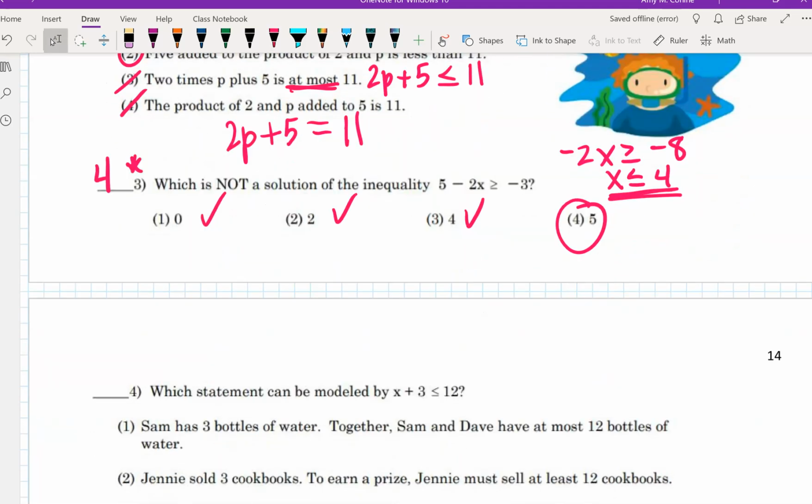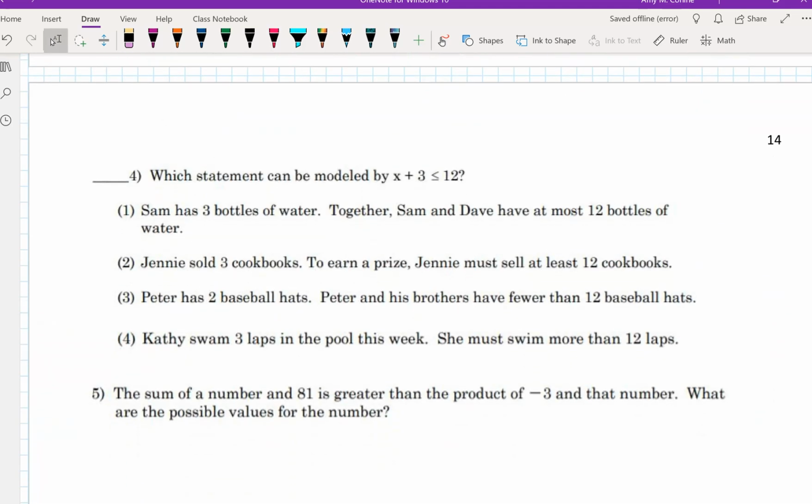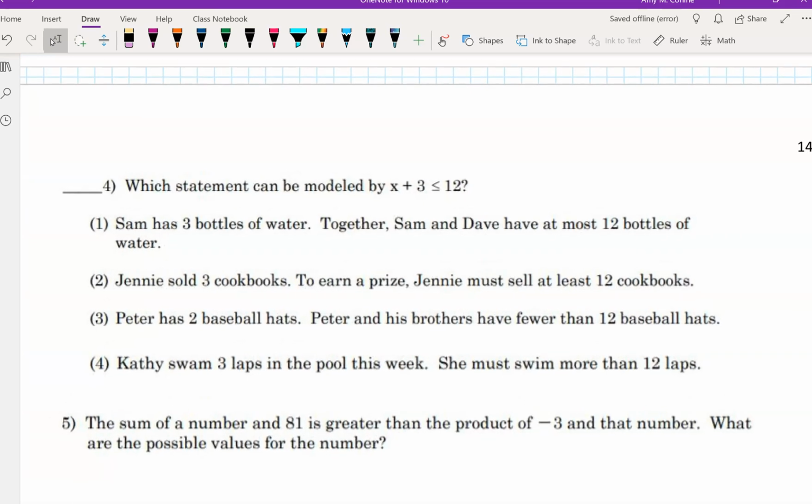Okay. So I want to take a look at number 4, which statement can be modeled by x plus 3 is less than or equal to 12. So I want you to read through the scenarios and pick one that you think would be the best representation of this inequality. So go ahead and do that now.